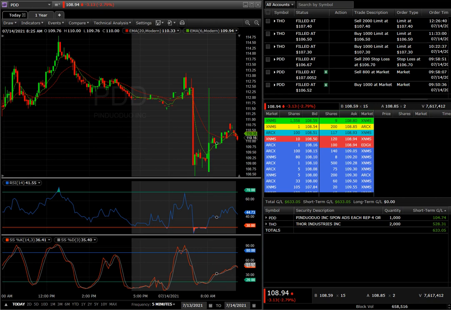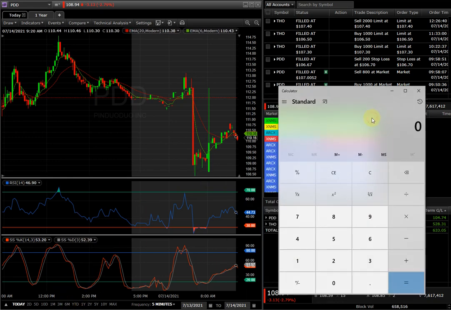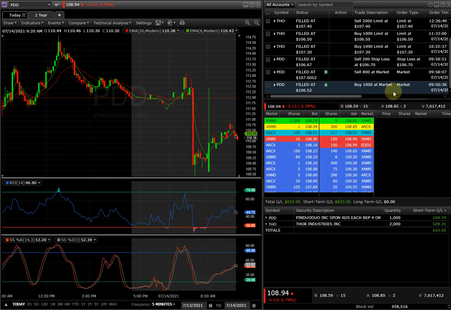PDD. During pre-market, this thing popped up on my scanner because it went from 113, or technically 112, all the way down to 108, right? That's like a $4 or $5 drop. If you do the calculator real quick, that's a $5 drop divided by 113. That's a 4.5% drop. So that's going to pop up on a lot of traders' scanners for a blue chip company.